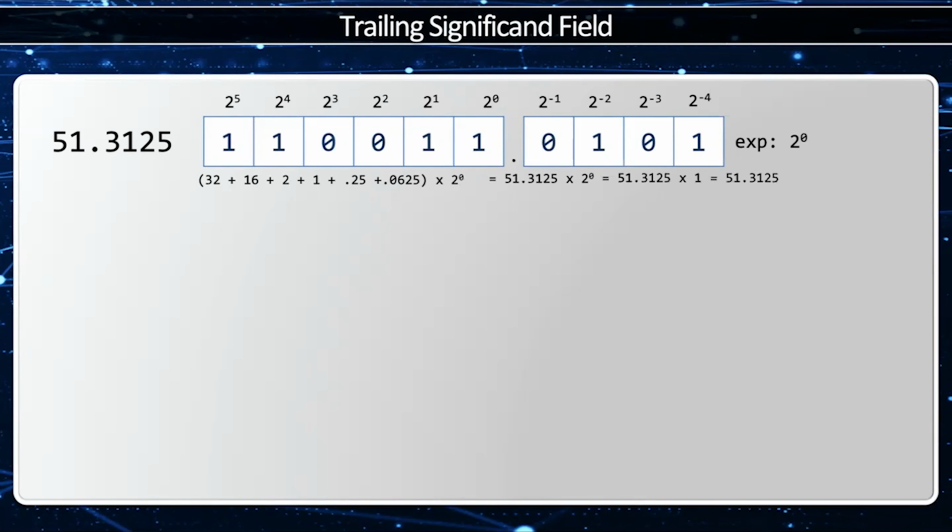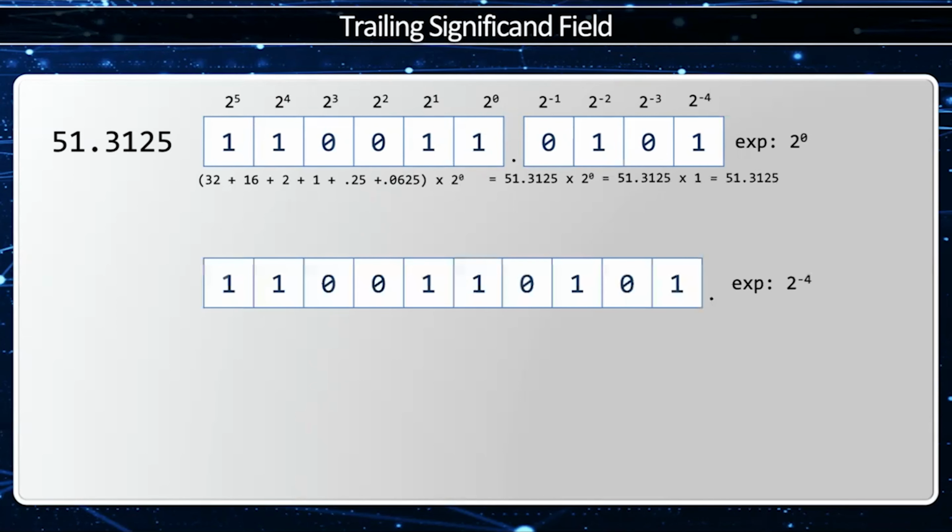So that's how we store this with a fixed point notation. Now, notice I can take that decimal point and I can move it all the way to the right. Okay. But when I move it to the right, I've got to make a subsequent change to the exponent. Right.